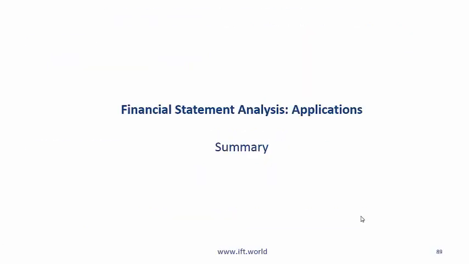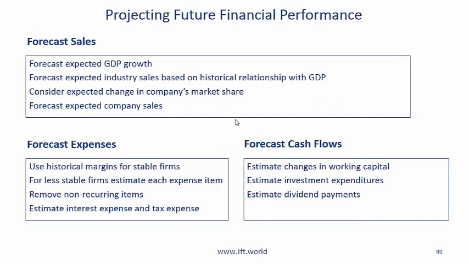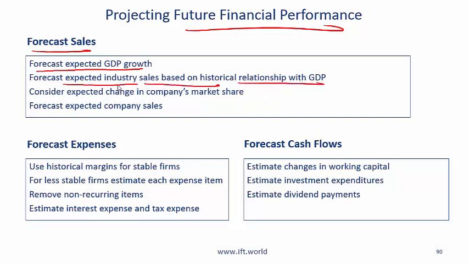All right, final reading. This is fairly straightforward, projecting future financial performance. So you need to know that companies, or you, if you're evaluating a company, forecast sales. Generally, the way you do that is you forecast expected GDP growth, forecast expected industry sales based on historical relationship with GDP, consider expected change in the company's market share, and then forecast the sales.